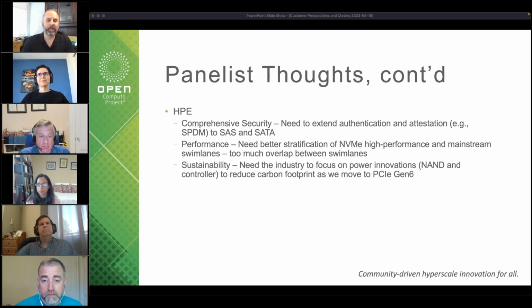And I think a lot of people are going to touch on sustainability. There's clearly a huge drive in the industry to support this, so we're very focused on how to get the industry to focus on power innovations, like Swapna mentioned, to reduce power and reduce the carbon footprint. That has to be focused even at the NAND level: how do we reduce the amount of power required for writes? And at the controller level as well. So don't just focus on one part, but look at the entire SSD, and hard drive as well, to see where we can do power innovations to save power.